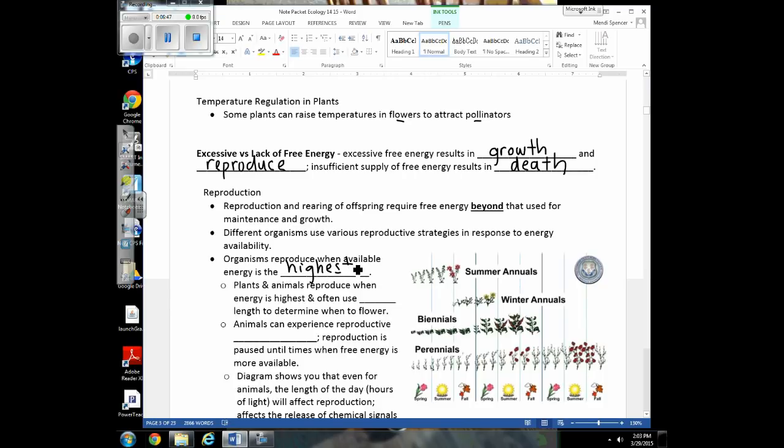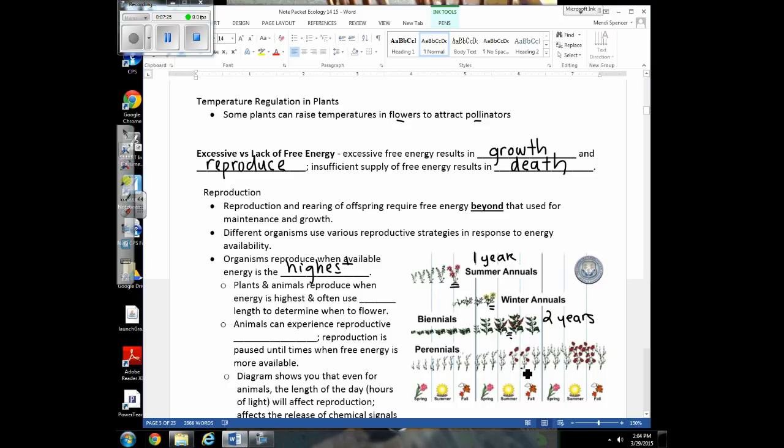When we look at plants, plants have different reproductive strategies. Annuals live just 1 year, and they reproduce and then they die. Biennials take 2 years: 1 year to grow, and then they reproduce the second year. And perennials will continue to live year after year. But if you notice, all of them are reproducing whenever there's a lot of free energy available. So the summer annual is reproducing at the end of the summer into the fall. The winter annuals are going to grow over the winter, but they're not going to reproduce until spring or summertime. Biennials are reproducing in the summertime, and same with the perennials.